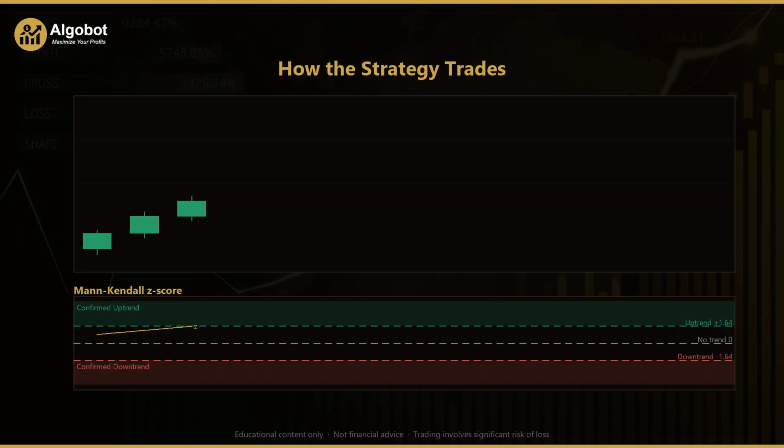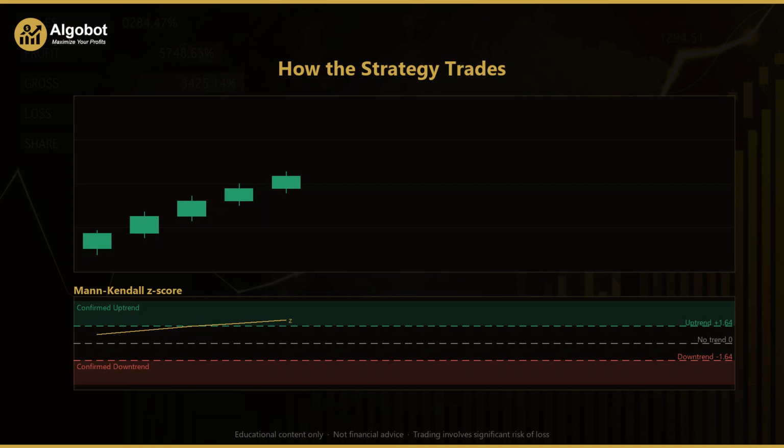Watch the first few candles on the left. Price is stepping steadily higher, one green candle after another. And notice what the z-score does underneath. It climbs from below 1, up through the green threshold line, and settles comfortably in the upper zone. That tells us the run of closes is rising more than random chance would allow, a confirmed uptrend in the strategy's own terms. Now comes the setup.